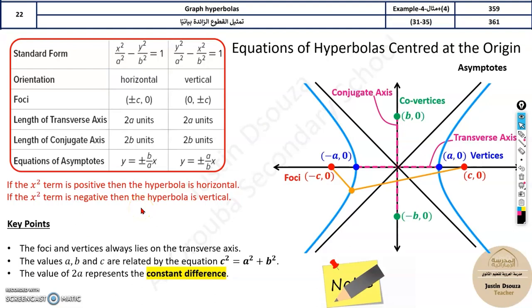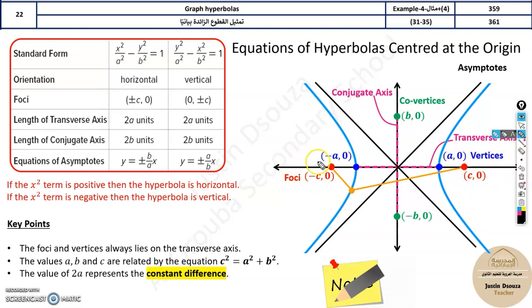The 22nd topic is on hyperbolas. It is a writing topic, so we will solve in detail how to solve these problems. Now this is a hyperbola. It has two branches, like two parabolas, and these are the vertices between the two points, and these are the foci.